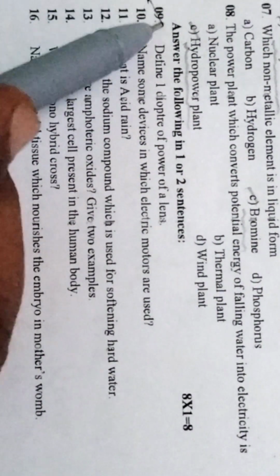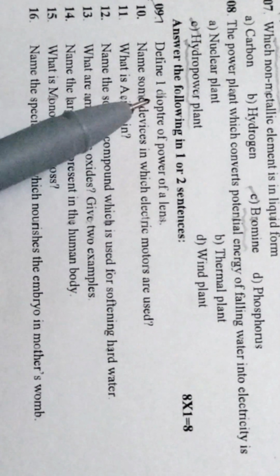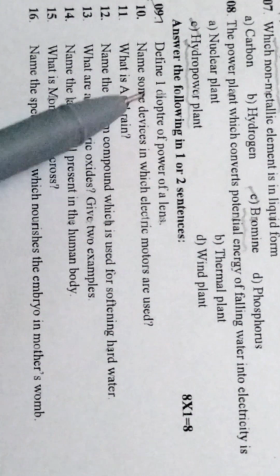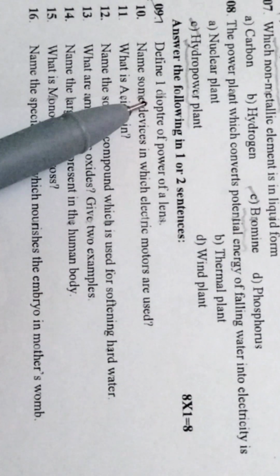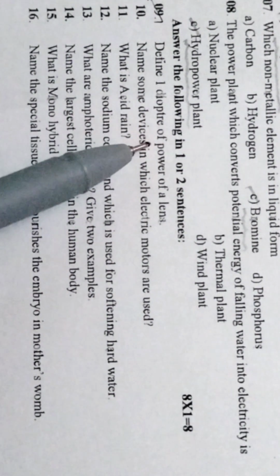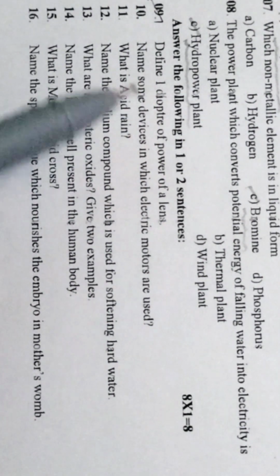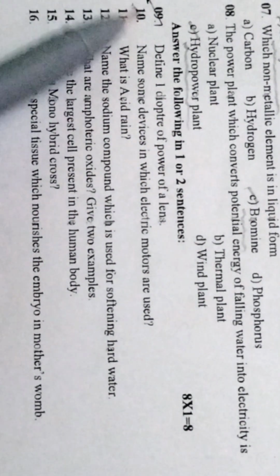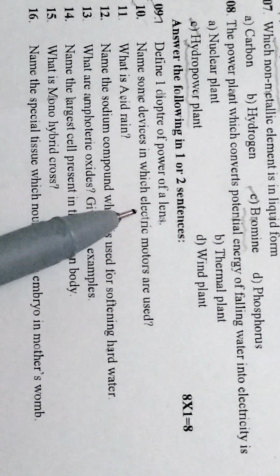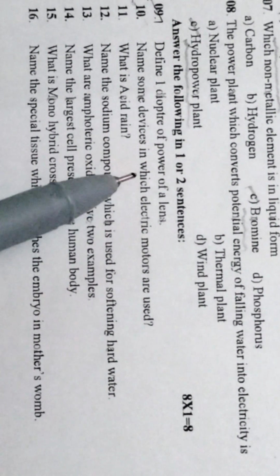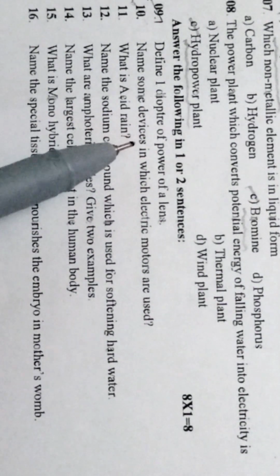In the next set, define one diopter of power of lens. If the focal length is 1 meter, then the power of lens is said to be 1 diopter. Name some devices in which electric motors are used. Electric motors are used in electric fans, mixer, grinder, textile machineries, etc.